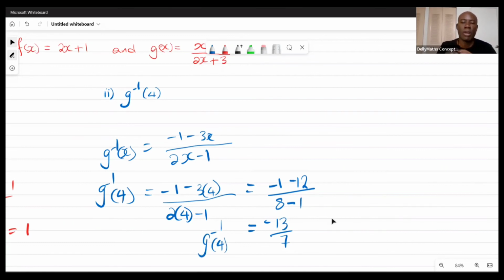And there you have it. Just a crash course on a lot of questions that you could do in functions.